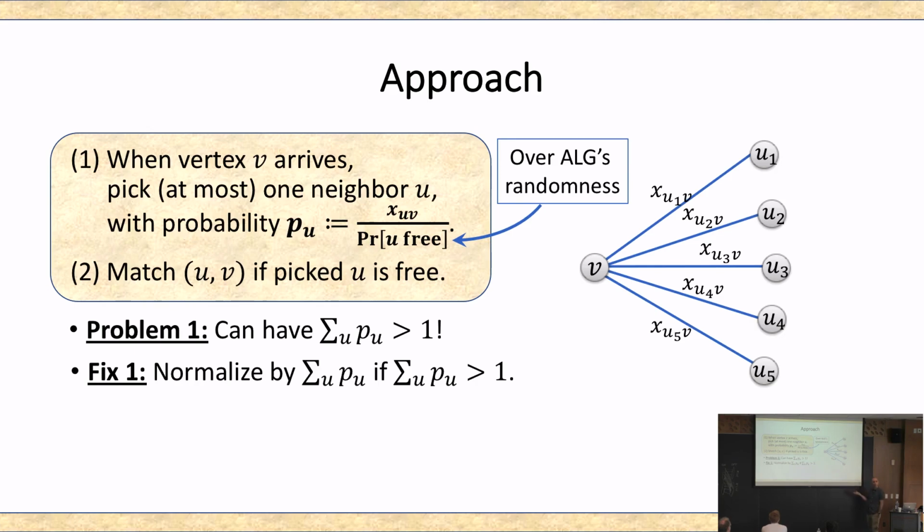Okay, so we started maybe with a 0.526 competitive algorithm. When the sum of these PUs is greater than 1, if it's only greater by a tiny bit, then we've lost a tiny bit. We don't match each edge XE with probability XE, but XE over the maximum the sum of PUs can be, and we're still above 1/2 competitive, and we're happy.